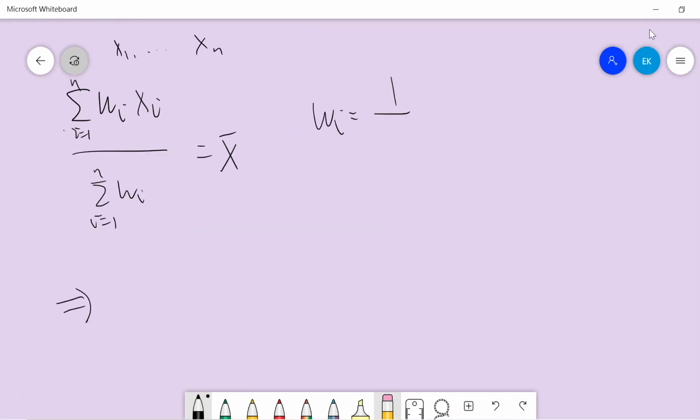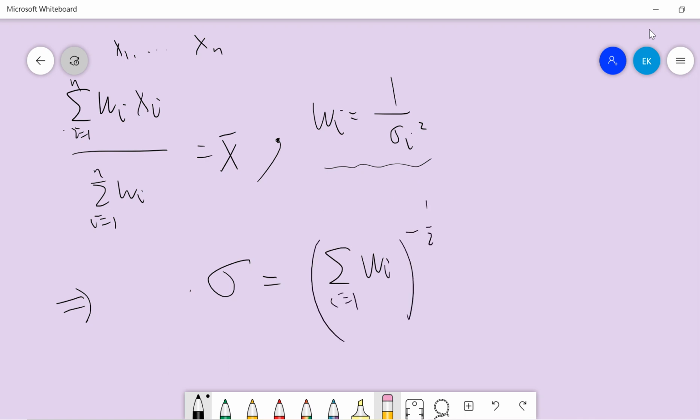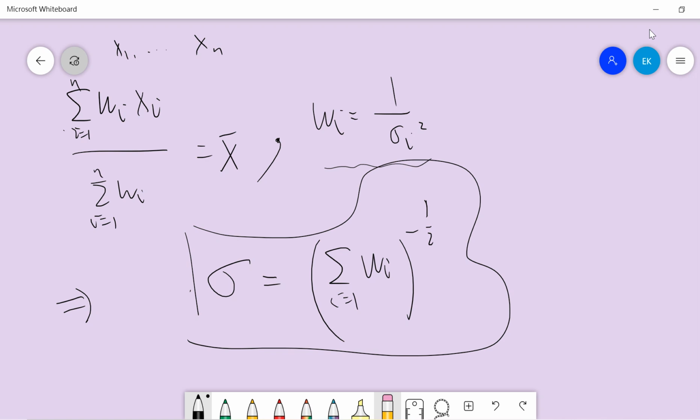And this w_i is 1 over sigma_i squared. This tells you the total sigma. The error analysis tells you that the uncertainty of this weighted average is the sum over these weights, then take the square root, and then the negative square root of 2. So this is the formula you need to remember.